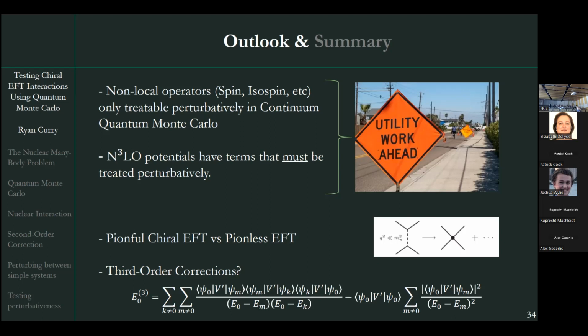So we're working on that now, and hopefully we'll have results soon. And I've also included, it would be nice to look at perturbations between something like the pion-less EFT versus what we're talking about here, which is pion-full EFT. If you could show that one was more perturbative than the other, that would be an interesting result. And it is possible, like there is also the possibility of looking at third order corrections. You can see it's obviously a little more complicated, but in practice it should be possible.